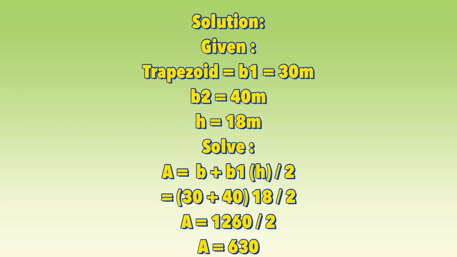To solve the area of a trapezoid, we have the formula area equals base 1 plus base 2 times height over 2. So we have to substitute. The base 1 is 30 plus the base 2 is 40 times 18, which is the height, divided by 2. So 30 plus 40, 70 times 18 equals 1,260 divided by 2. So the area now is 630 square meters.